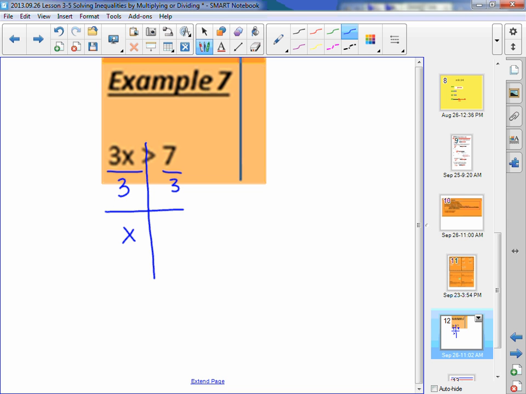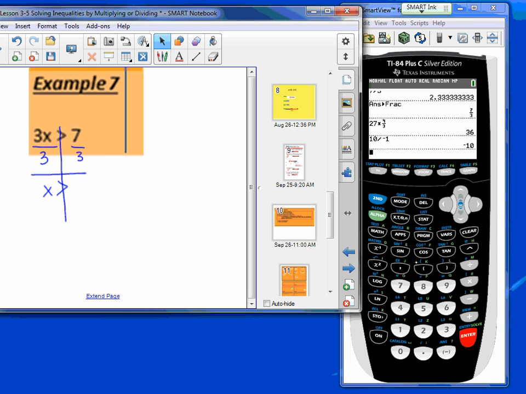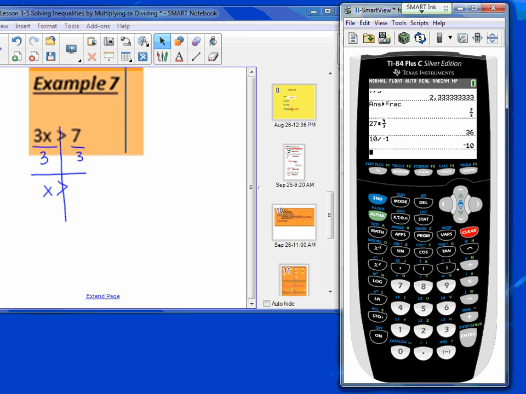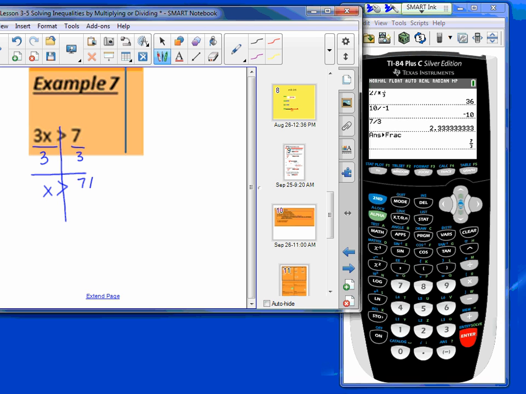So I get x is greater than, now if I do, let me clear this, 7 divided by 3, I get 2.3 repeating. You got to do math, enter, which will change it to a fraction for you, which is just 7/3, which we already knew. Okay, so x is greater than 7/3 is what we get right there. So we're going to make graphs. So I put 7/3 just right there.